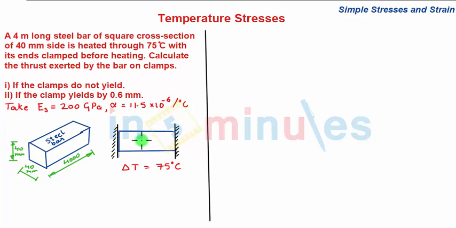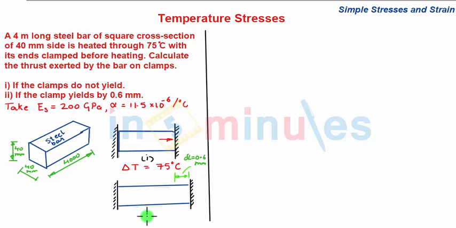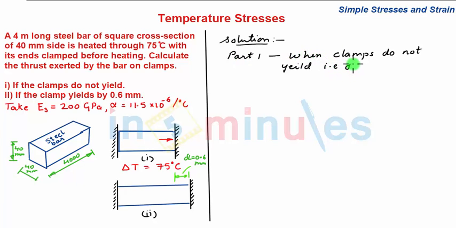As we know, the expanding steel bar will try to impose some force on this clamp. So in the second case, when the force exerted by the steel bar on the clamp is such that the clamp yields or deforms by 0.6 mm, what is the resulting stress in the steel bar? So this is part 1 and this is part 2. We now start with the solution. Part 1, when clamps do not yield, that is the delta L of the structure is 0.